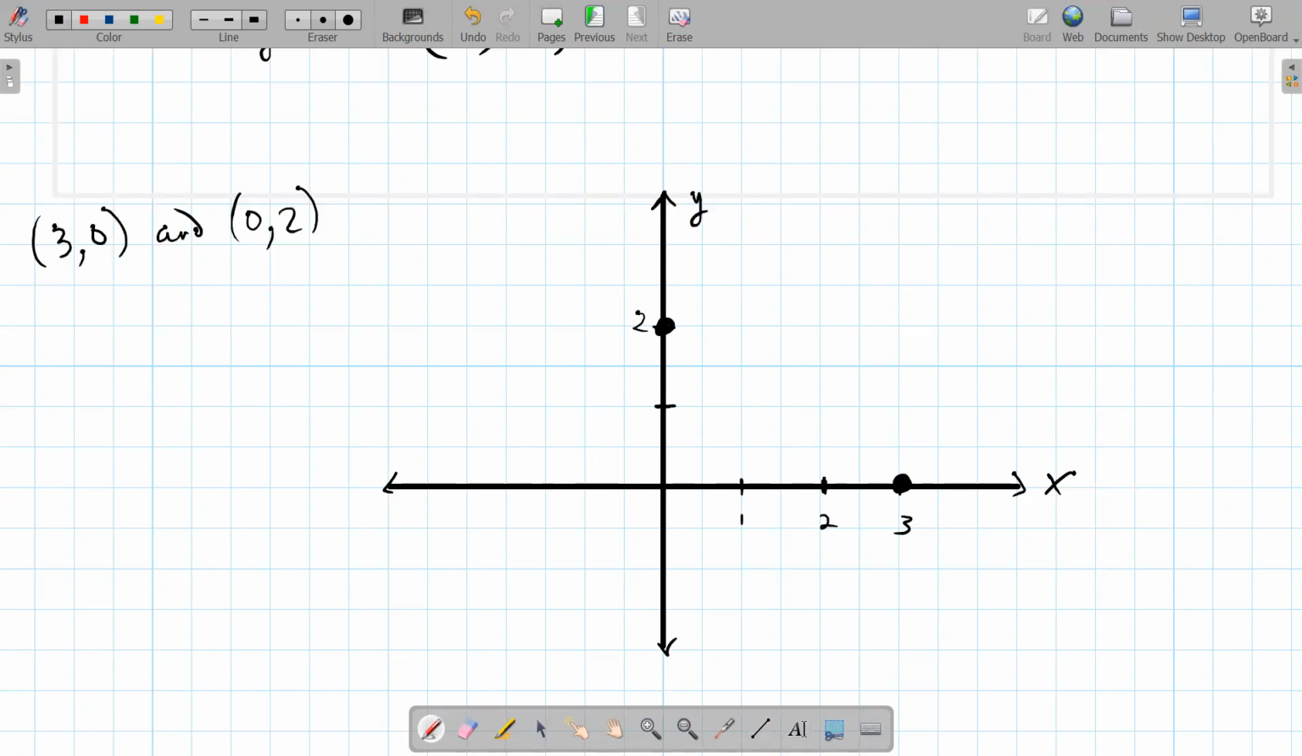Then all that I do is join these 2 points, and then I just extend them with an arrow, basically. And that's it. So this is your line. It's basically the line 2x plus 3y equals 6.